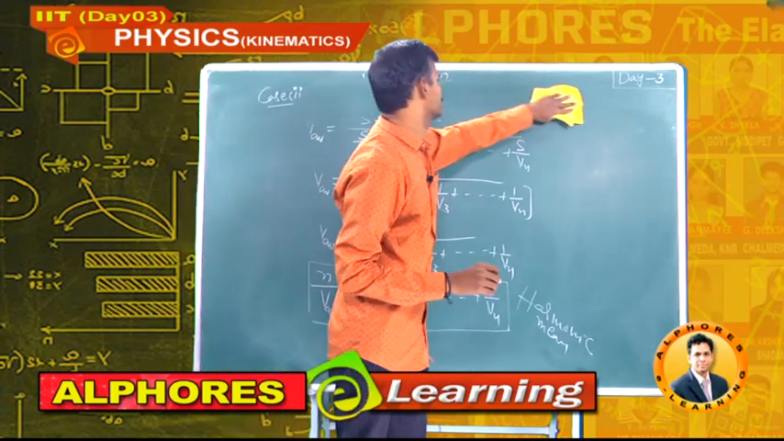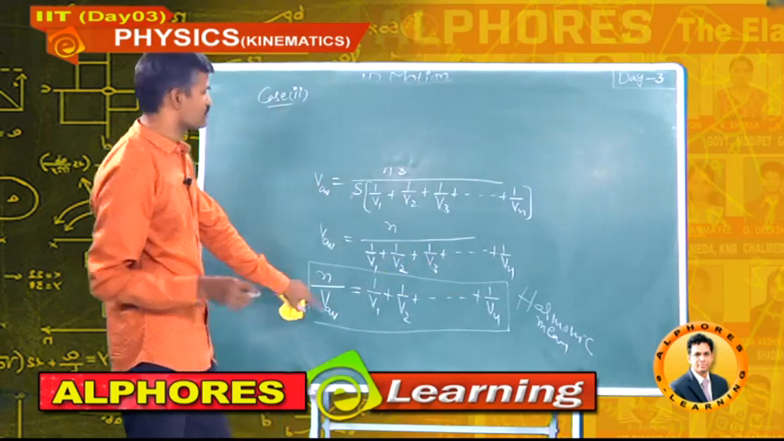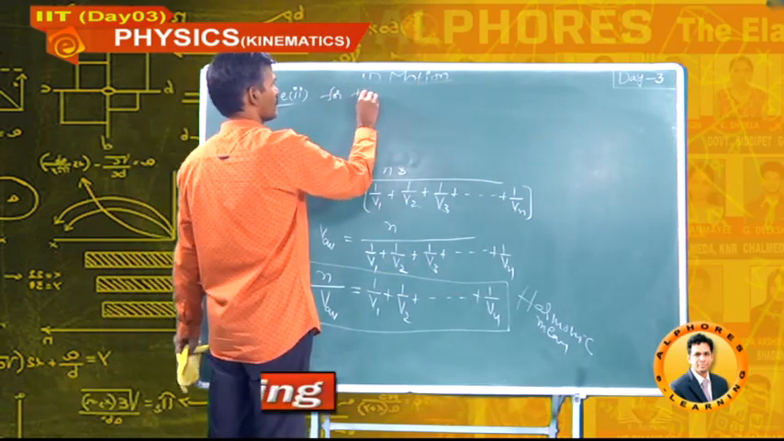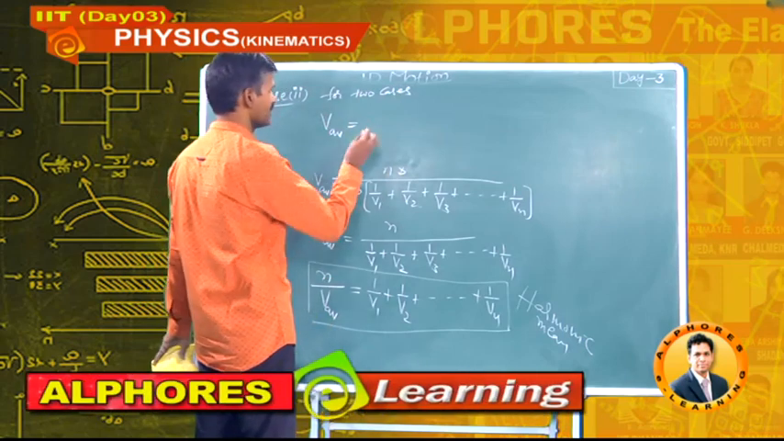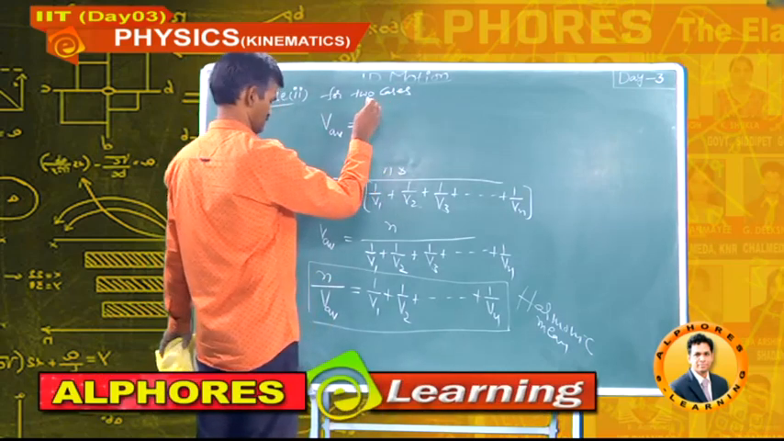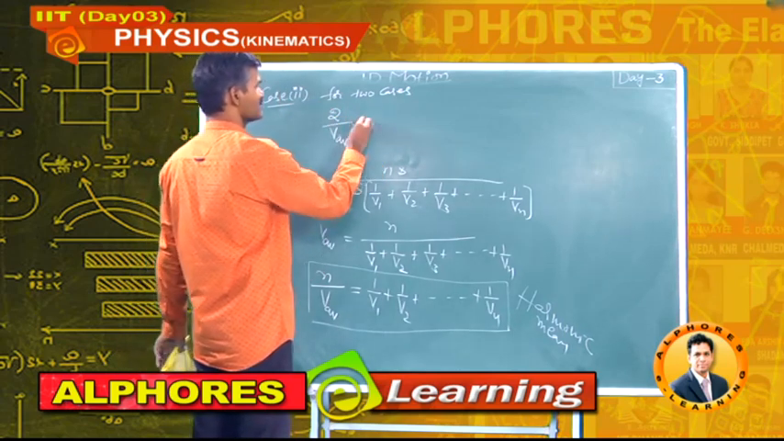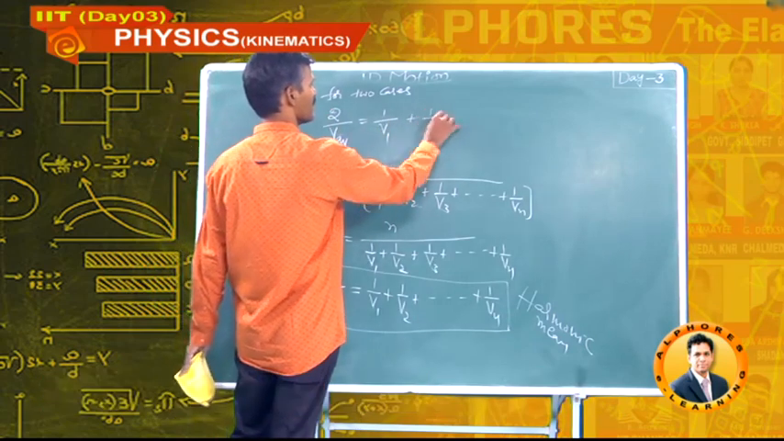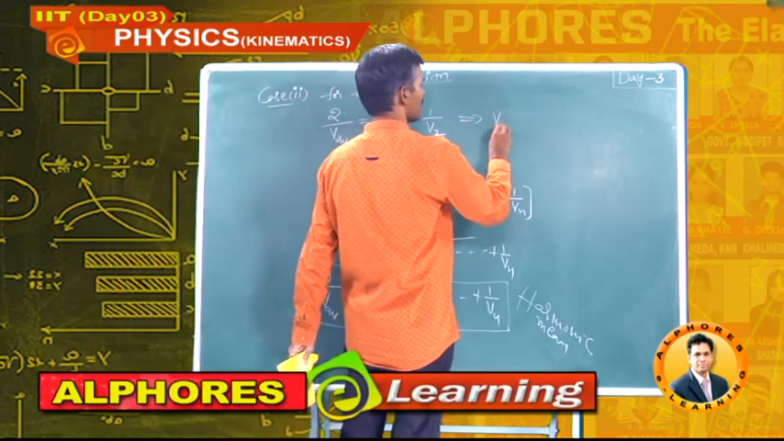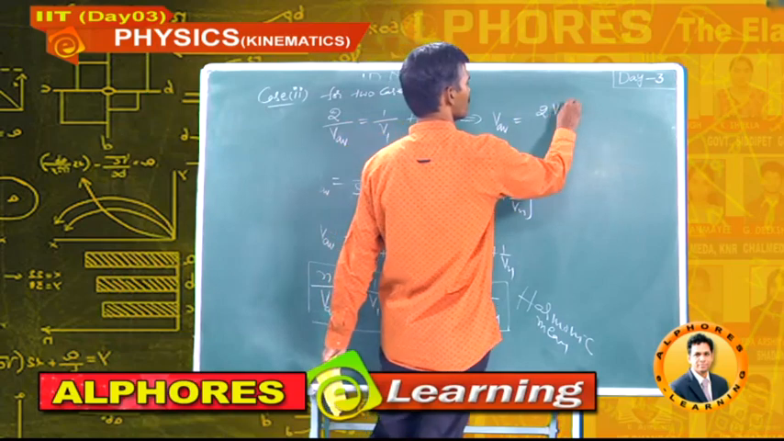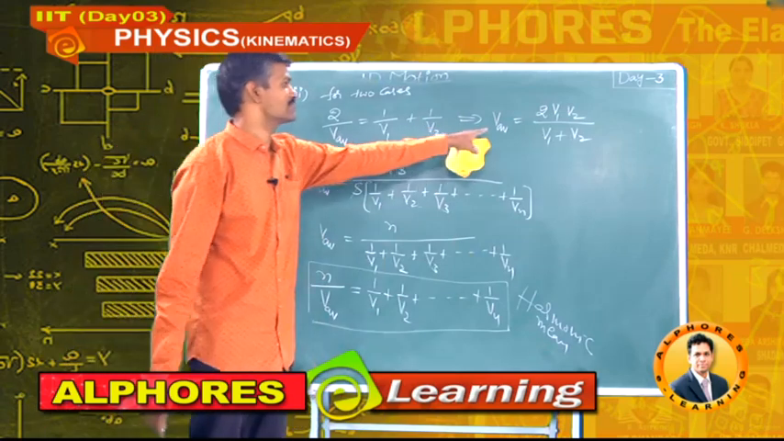If we consider two cases, for two cases this average speed becomes 2 by V average is equal to 1 by V1 plus 1 by V2, or it can also be written as V average is 2 V1 V2 by V1 plus V2. This is the average speed for two cases.